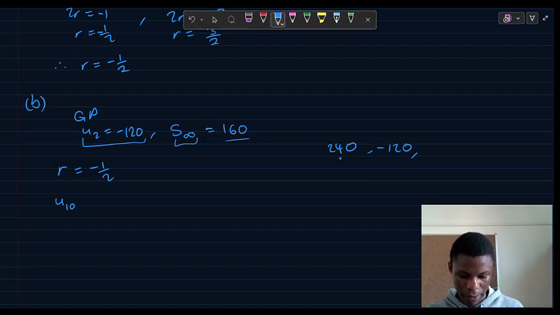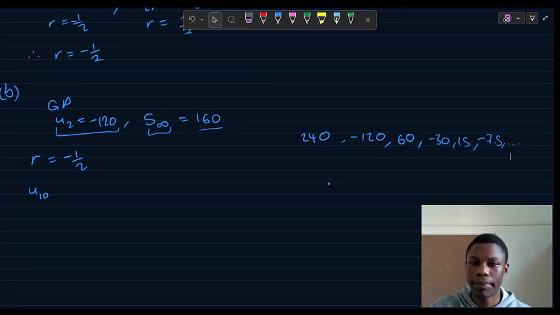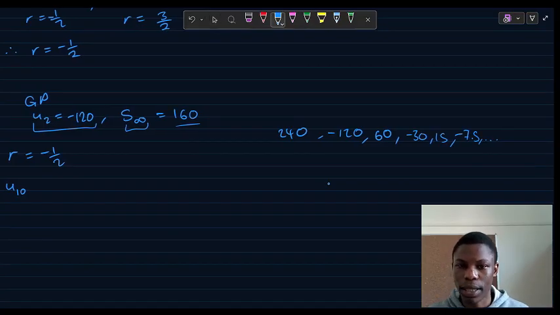If you multiply 240 by your -1/2, you get your -120. Multiplied by -1/2, you get the next term: -120 by -1/2 gives us a 60. You multiply that by -1/2, that gives us a -30. You keep going, 15, you keep going, -7.5, and so on. This is the geometric progression from part A, right? It would start with a being 240, your second term is -120, the third, the fourth, the fifth, the sixth.